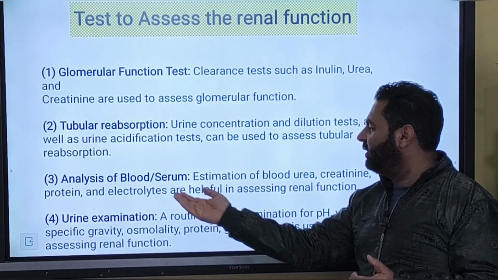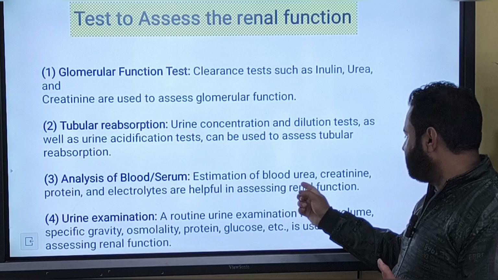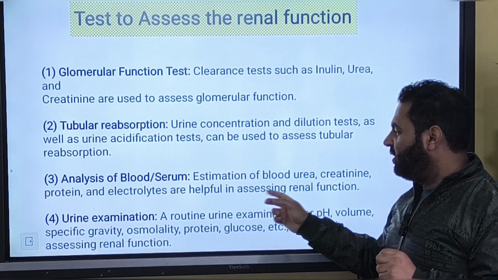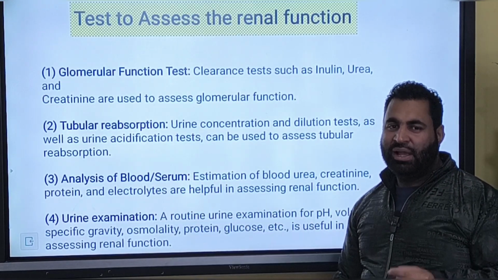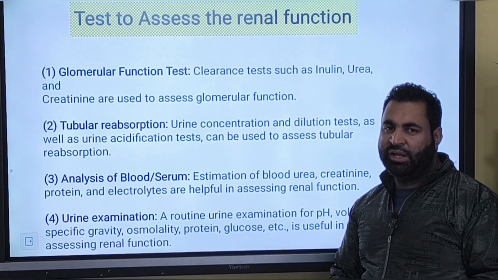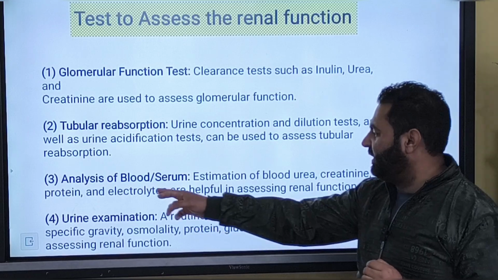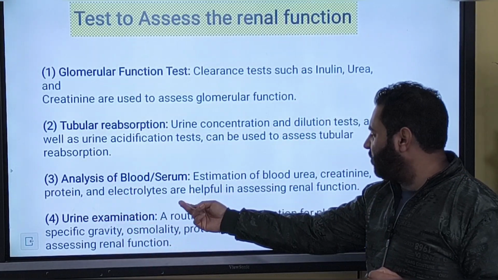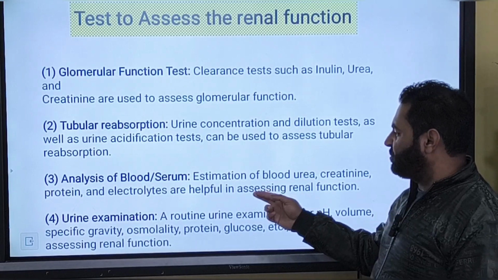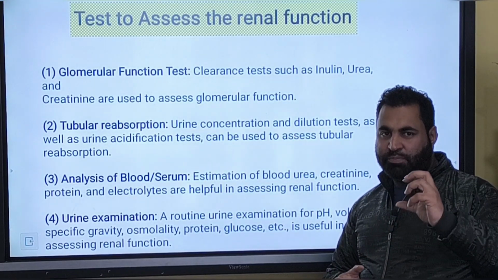Similarly, we have other tests like analysis of blood or serum. We can assess in a particular person how much urea is there in the blood. If it is high, that will be problematic. How much creatinine is there? Whether proteins are optimally present, like human serum albumin. If some person has a problem in the kidney, they will pass albumin in the urine, so in the blood there will be less albumin. Similarly, electrolyte concentrations in the blood, sodium level, potassium level, chloride level, are also helpful in assessing kidney function. And ultimately, the final product of this process is the urine.